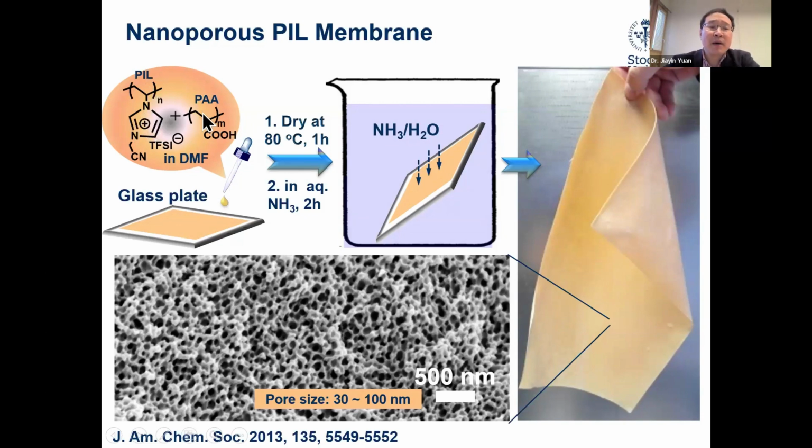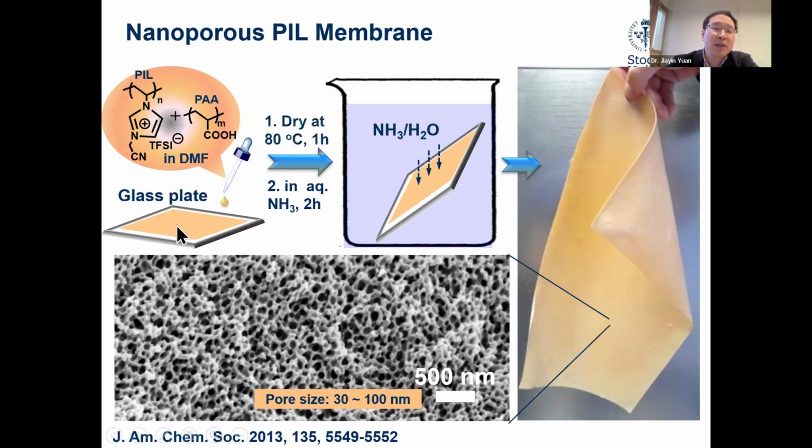Then we mix the PIL with PAA together in DMF. DMF is tricky here because PAA in DMF is protonated, and it is neutral. Because it's neutral, now the PIL and the PAA can be molecularly mixed with each other, right? If you do that in water, you know that PAA is a weak polyanion, so that will complex. You will not have a homogeneous mixture of both. Right? In DMF, we have now a molecularly mixed system.